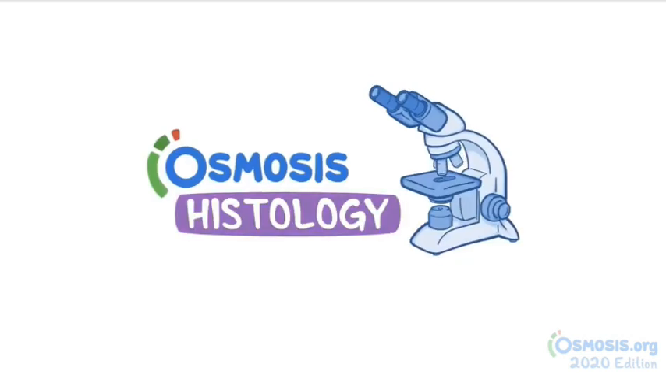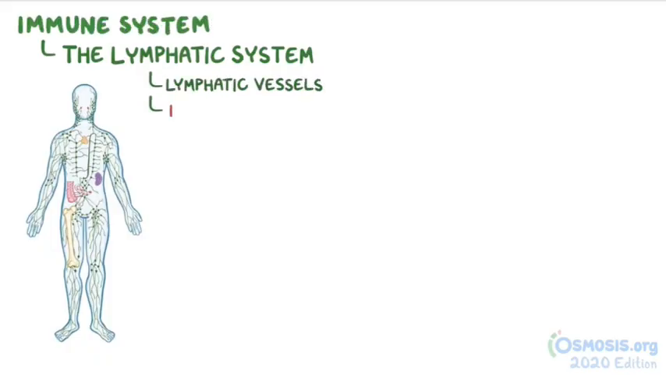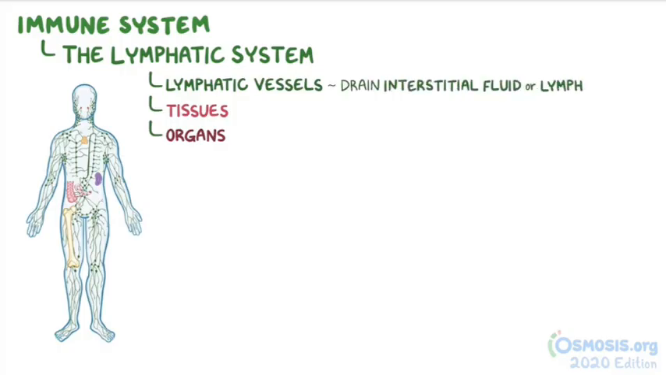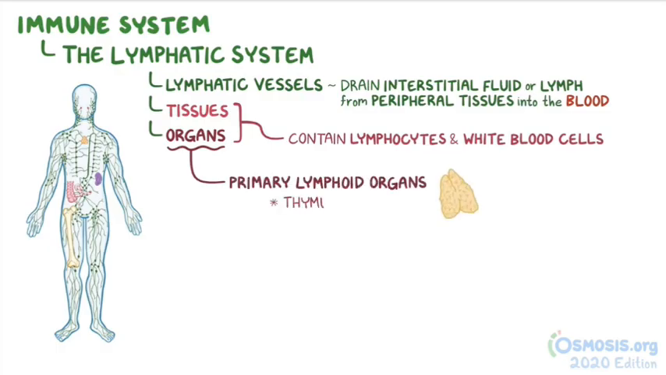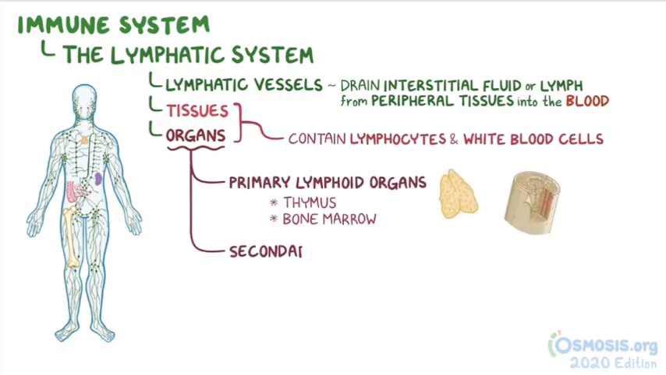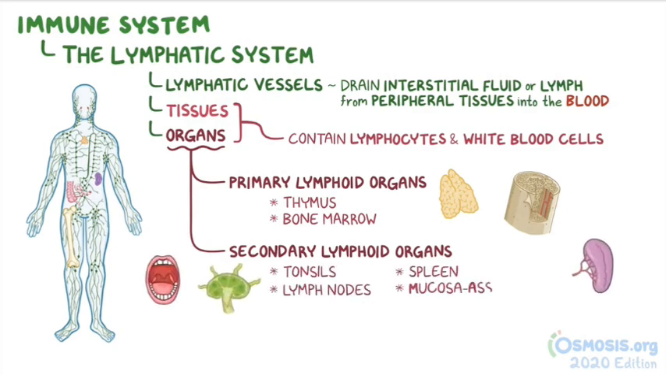Now, let's get a closer look. The lymphatic system is an essential part of the immune system, and it consists of a network of lymphatic vessels, tissues, and organs. The lymphatic vessels drain interstitial fluid, or lymph, from peripheral tissues back into the blood. Lymphoid tissue and organs contain a lot of lymphocytes and other white blood cells. The primary lymphoid organs include the thymus and bone marrow, and the secondary lymphoid organs include the tonsils, lymph nodes, spleen, and mucosa-associated lymphoid tissue, or MALT for short.